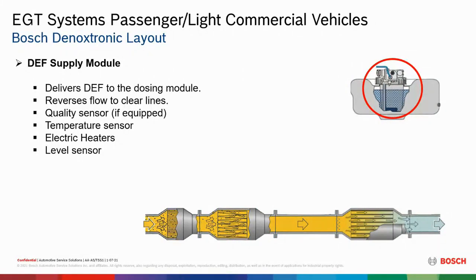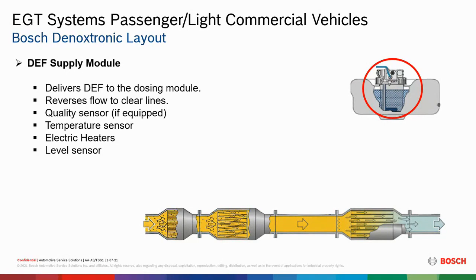DEF supply module, we have a supply module in the tank. It's going to deliver DEF to the dosing module itself. It's going to reverse flow somehow to clear the lines out. We've got quality sensors in most of the new stuff today. I'm going to say if equipped. Some of the older ones didn't have the quality sensor. It based it on the performance of the SCR. So if the SCR wasn't performing right, well, it's an SCR performance problem, and everybody went to the SCR. But now with the quality sensor, it'll give us an idea, because if the quality is not right, the SCR can't work properly. So now we have that quality sensor to check the quality as well. I still advise you to check it manually, and we'll talk about that in a minute.